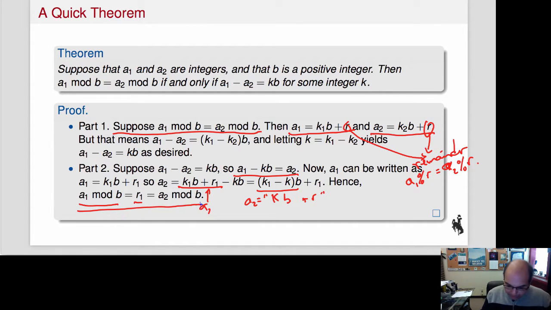That means that a1 mod b is the same as a2 mod b. So that's actually what r was. It was the remainder when I divided by b. So the quotient remainder theorem again lets us say this really nice property: if I have two integers and their remainders are the same when divided by b, then in fact the difference between them is a multiple of b, and vice versa.